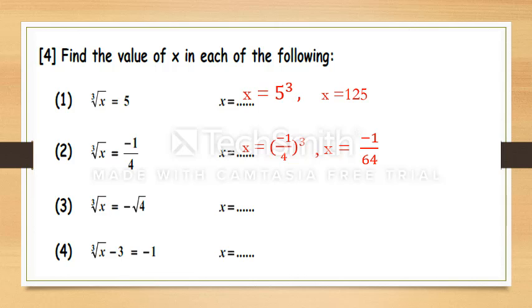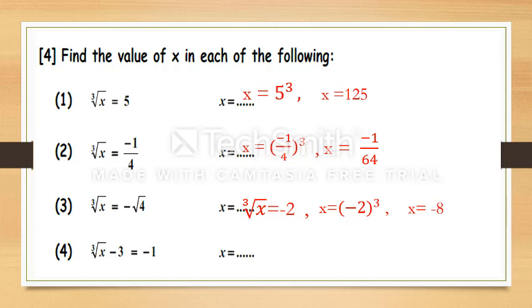Number 3, the cube root of x equals negative square root of 4. The square root of 4 equals 2, and because the sign is negative, the cube root of x equals minus 2. And here the cube root passes through the equal sign as a power of 3. So x equals minus 2 to the power 3, then x equals minus 8.